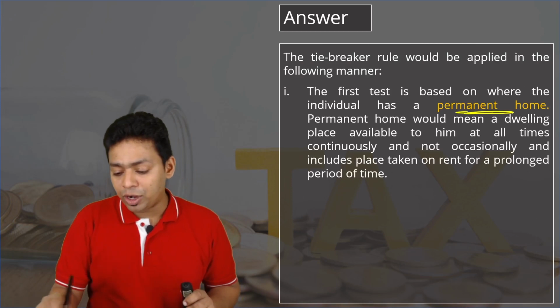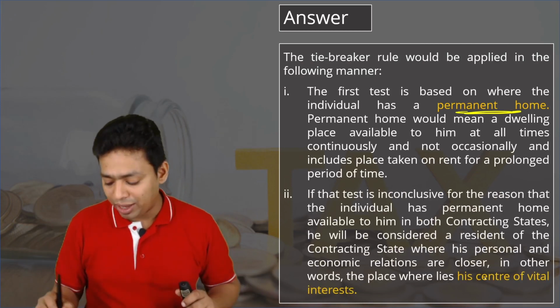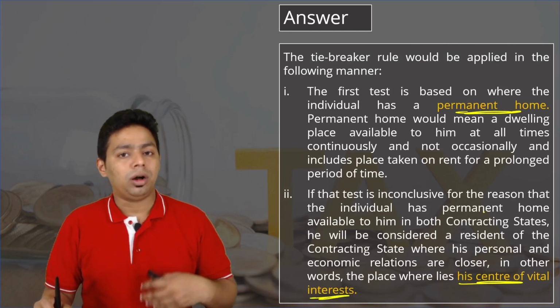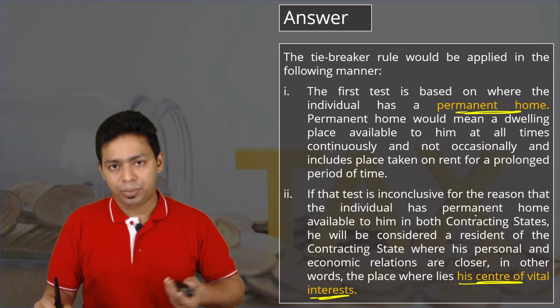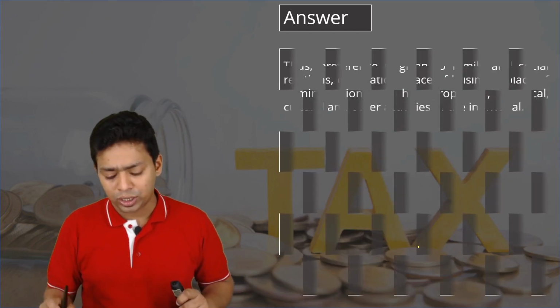So you know that the permanent home is the first criterion that we have discussed. If a permanent home is not there, then we have to check his center of vital interests, where he has businesses established or his family members are staying. So personal interest and economic interest, both we have to consider.